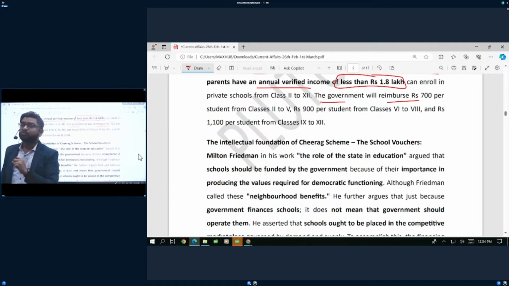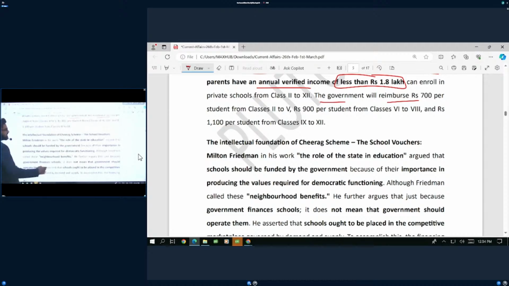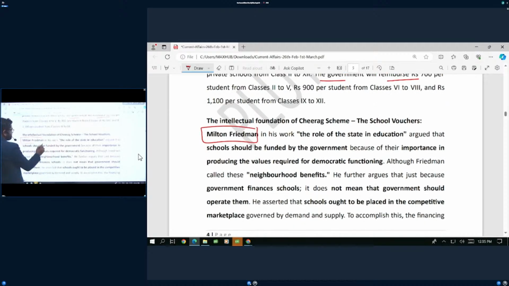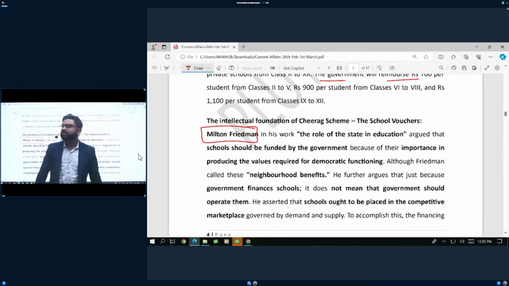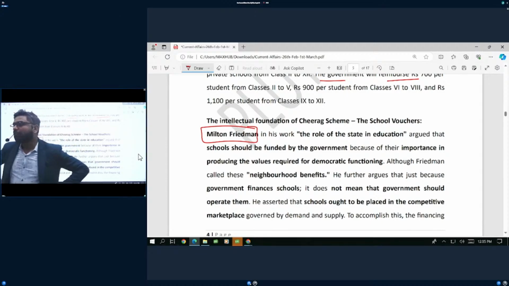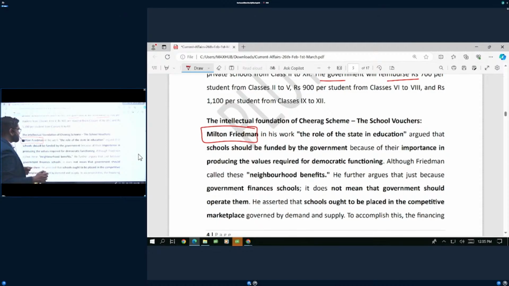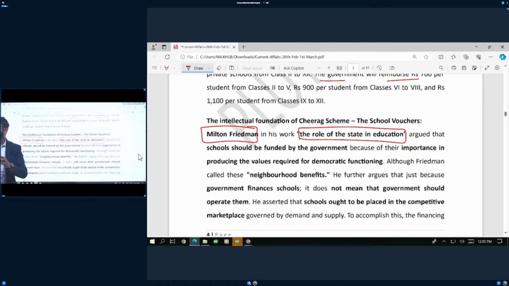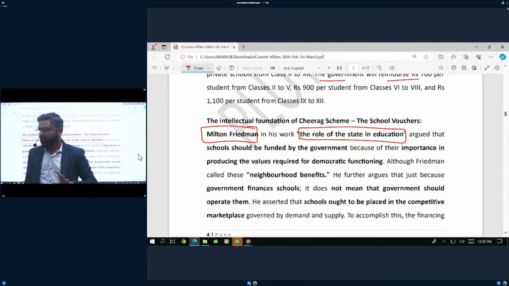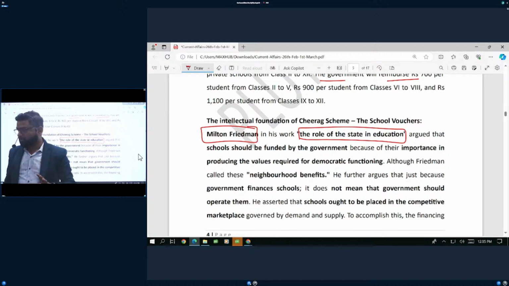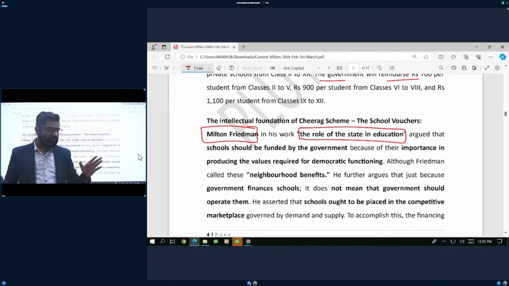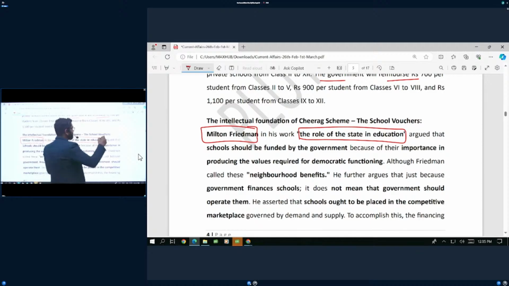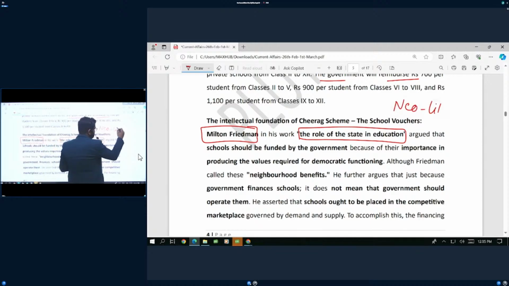What is the intellectual foundation of this? The intellectual foundation is कहाँ गया? Milton Friedman. Milton Friedman is a scholar. He gave a theory of education. In that, he emphasized the role of state in education. He argued what kind of role state can play in education. But one thing to remember about Milton Friedman, he's a pure capitalist. He's a pure pro-market, pro-demand and supply. Something new, students के लिए मैं बता दूं, it is known as neoliberalism.